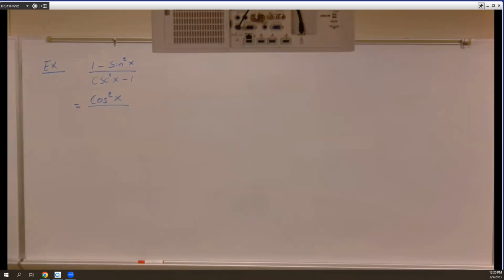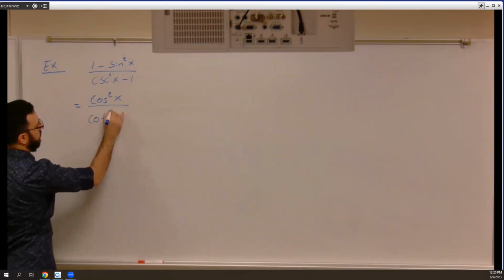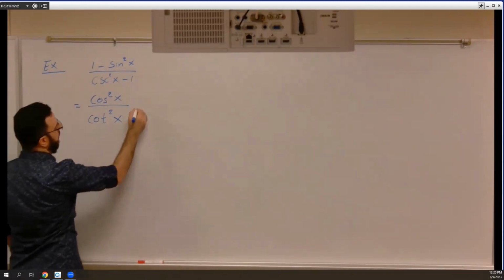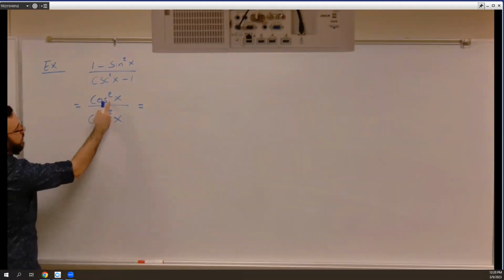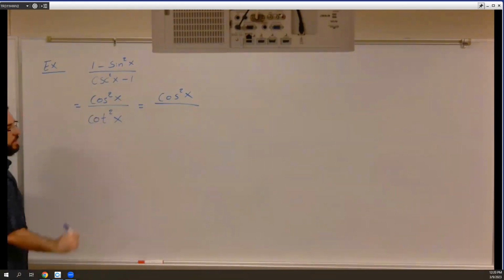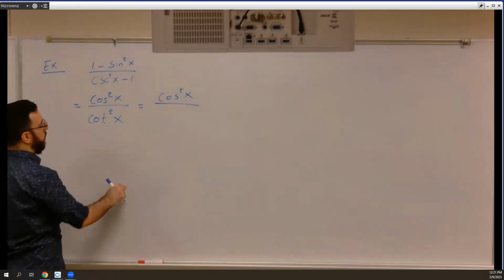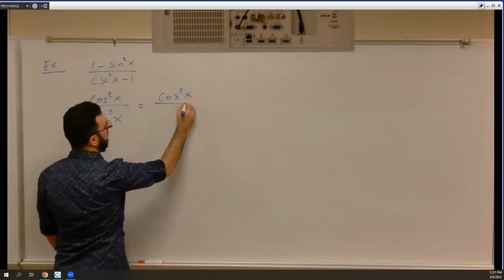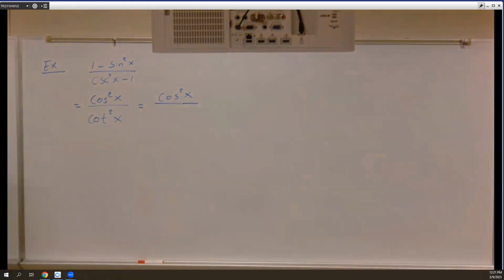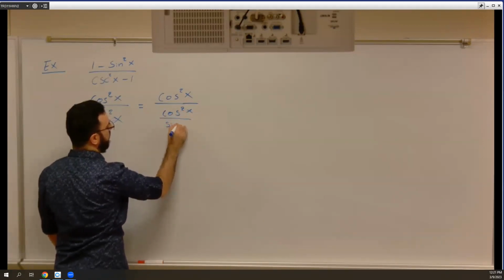After the rules, cotangent square x. Now, let's check. I can't do anything with the cosine, so this is cosine square x over... What about cotangent? I write down cotangent as what? Cotangent as well: cosine squared x over sine squared x.